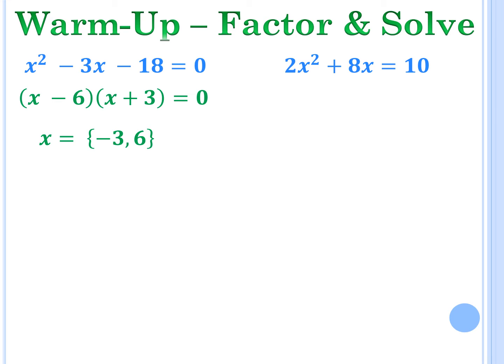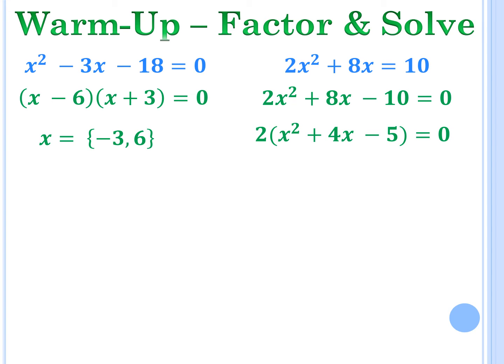On the second one, we have to make it equal 0 first. So we subtract 10 from both sides. Then I can pull out a GCF of 2. That gives me x squared plus 4x minus 5 equals 0. I can then factor the inside to be x minus 1 times x plus 5. So that gets me completely factored as 2 times x minus 1 times x plus 5 equals 0.